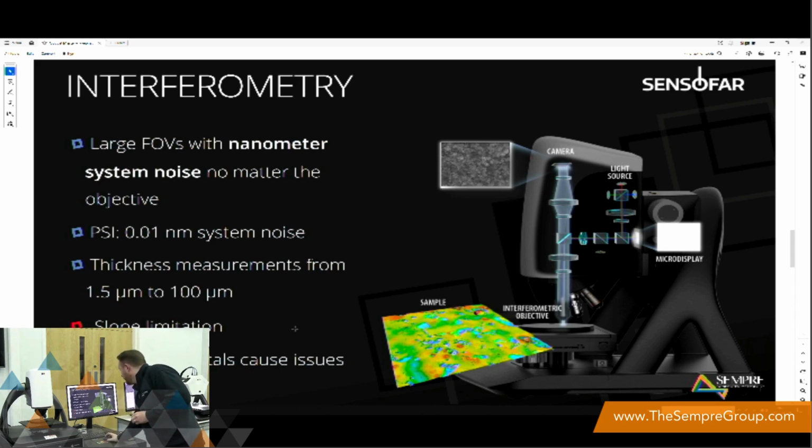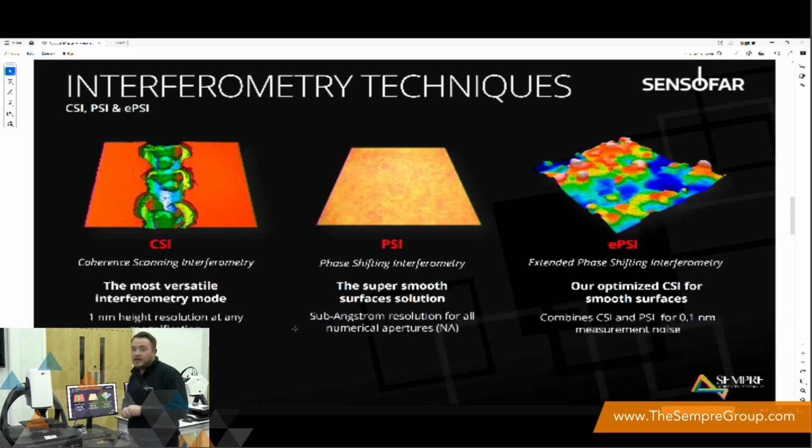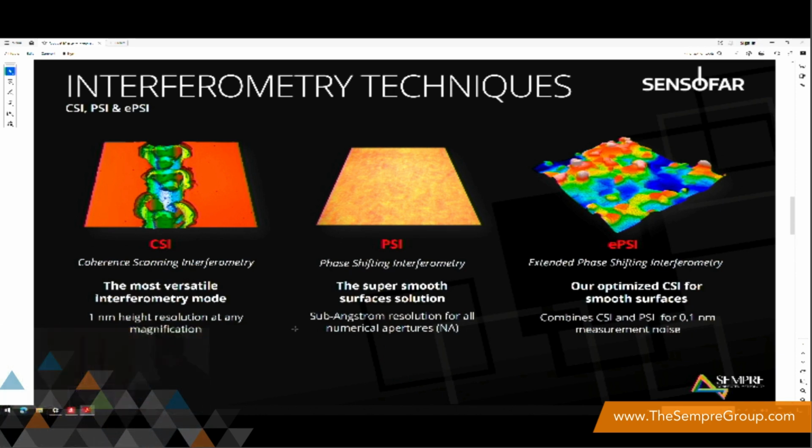So the last thing I'm going to show you is the 3 different types of technologies that we have on the Sensofar for the interferometer. So we have CSI, which is the most versatile mode. We've got a 1 nanometer height resolution at any of the magnifications. We've got PSI, which is the phase shifting interferometry. This is where we're looking at super smooth surface finishes.